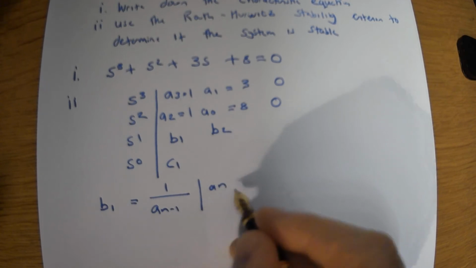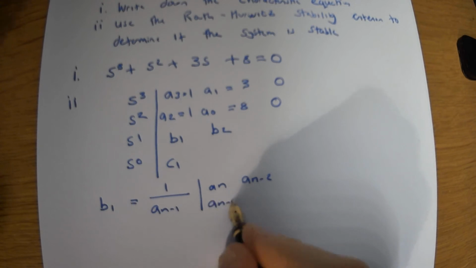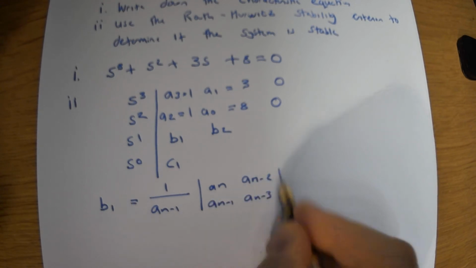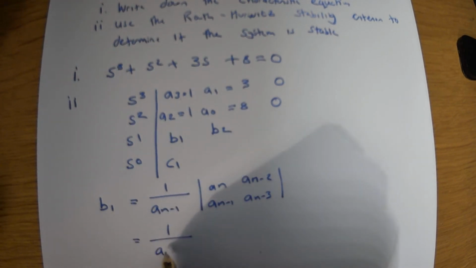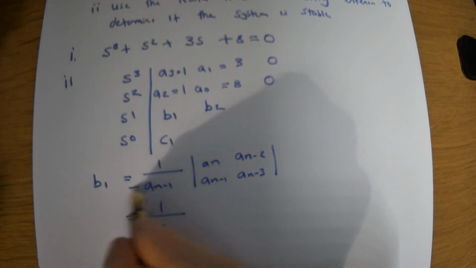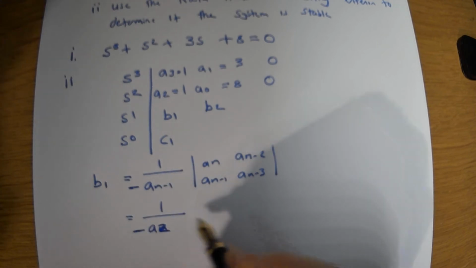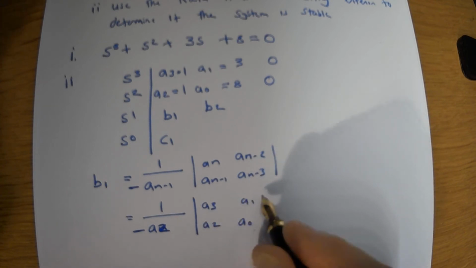B1 is equal to minus 1 over A(n-1), multiplied by the determinant of the 2 by 2 matrix with A(n), A(n-2), A(n-1), and A(n-3), which in our case, n being third order, gives A3, A2, A1, and A0. Sorry, I missed a minus there, don't forget the minus.